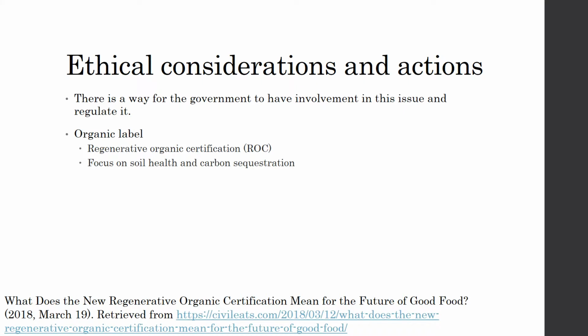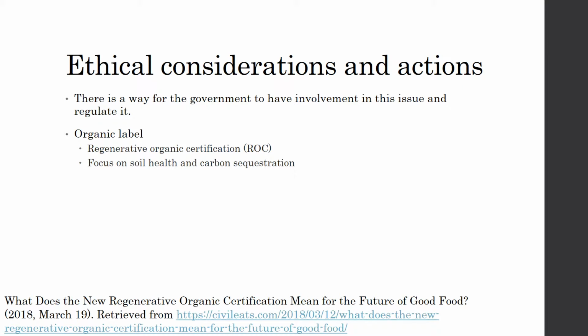So some ethical considerations and actions. There is a way for the government to have involvement in this issue and regulate it. One way they are regulating it is through an organic label. You need to have labels on foods so that people can know where their food is coming from, or maybe how it was processed, or things like that.